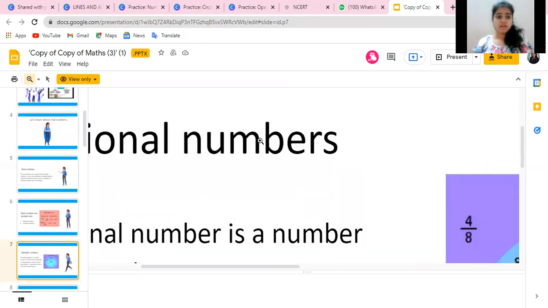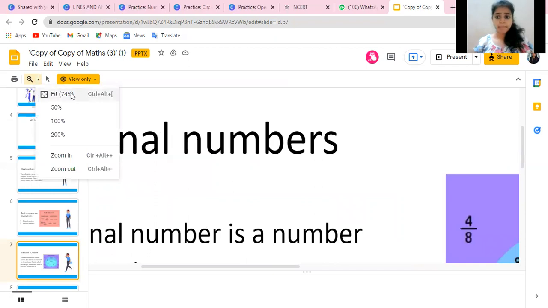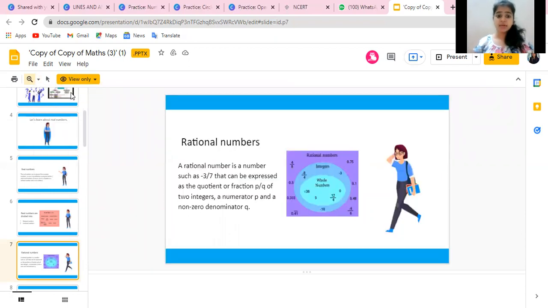Rational number. A rational number is a number such as -3/7 that can be expressed as the quotient or fraction of two integers. A fraction is always in the form of p/q, where p is the numerator and q is the denominator. And q is always a non-zero number. Okay.